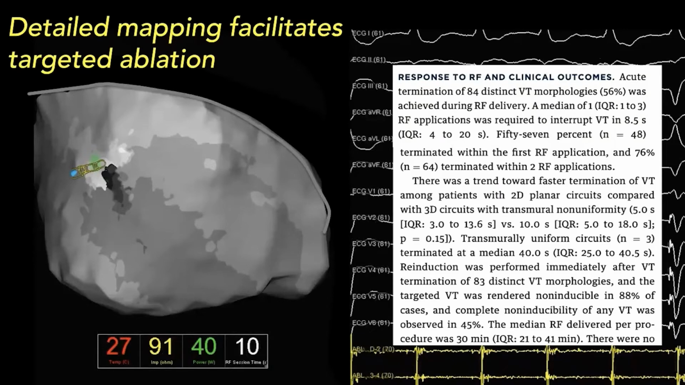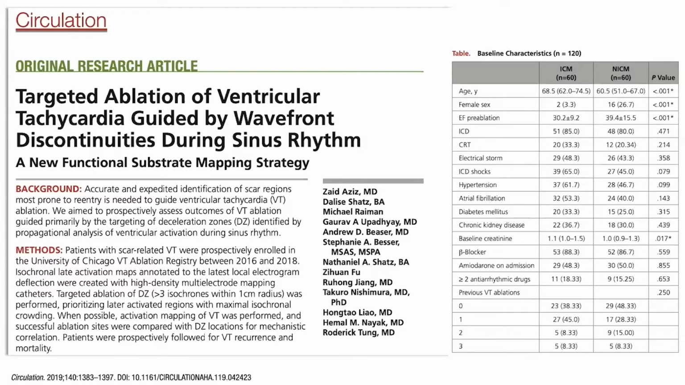And as a matter of fact, 57% of the time, we can terminate VT in the first RF application, and 76% of the time, it can terminate within 2. That tells us that the VT circuit is actually quite small in the sense that you can eliminate this with very few lesions. Very large or wide broad isthmuses need more ablation to be able to eradicate them.